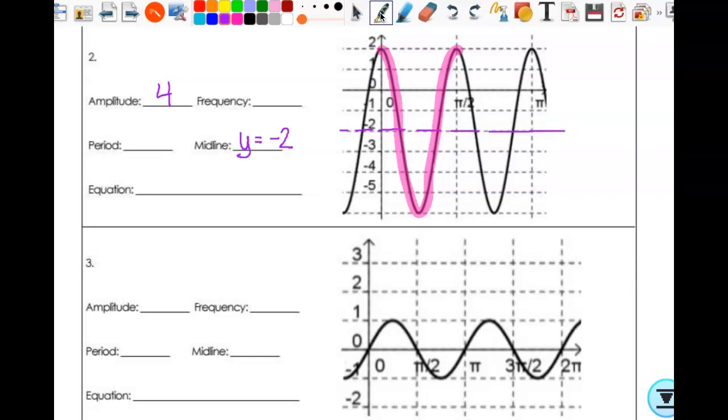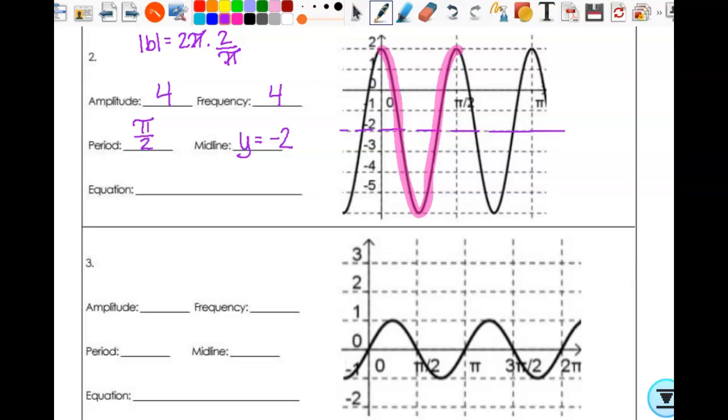What is the period? Pi halves. We agree with that? Frequency is the absolute value of B. It's equal to 2 pi divided by the period. If the period is a fraction, we multiply by the reciprocal, 2 over pi, so we get 4.